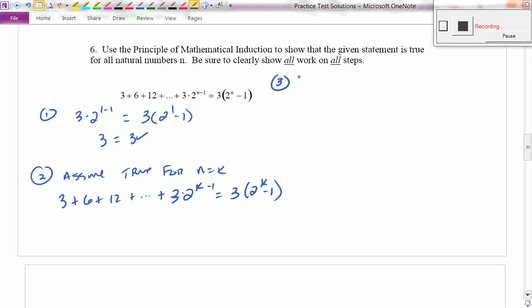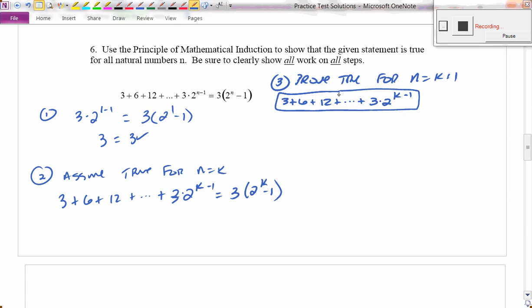Third step, prove true for n equals k plus 1, the next term in the sequence. So here's what we have. We have 3 plus 6 plus 12 plus yada yada yada plus 3 times 2 to the k minus 1. And then I always box this stuff because I know what it's equal to. Now I need to add on the next term. The next term would be 3 times 2 to the (k plus 1) minus 1, which is just 3 times 2 to the k.